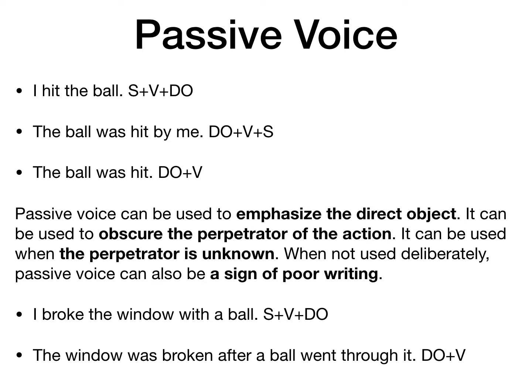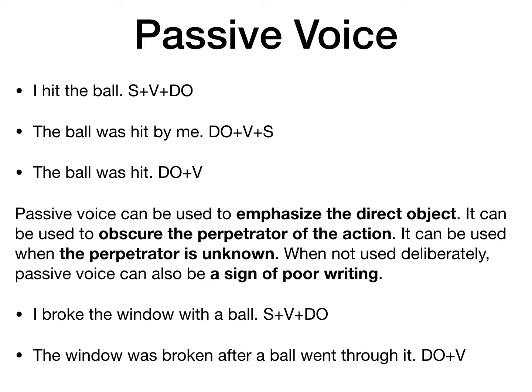Passive voice can also mean that you switch the order of the direct object and the subject, but then you leave the subject out altogether. So the ball was hit. That's a complete sentence. It appears to contain a subject. It has a verb. It appears to have a direct object, although the direct object's in the wrong place. It's a funny old sentence. That is passive voice as well.